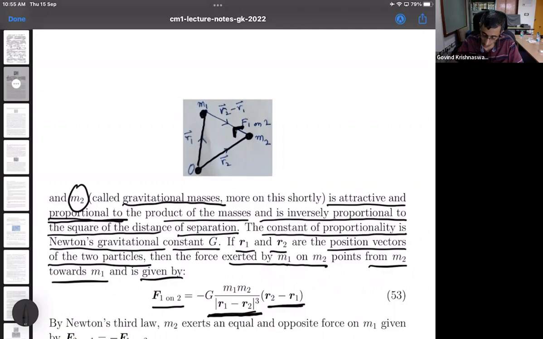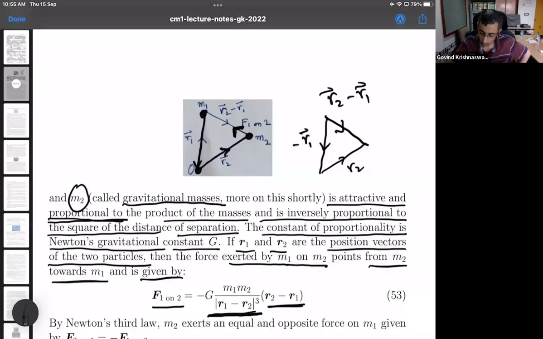R2 minus R1 points towards R2. Okay, so R2 minus R1 is this vector, and you take away that vector, the R1 vector, and using the parallelogram law, you will find that R2 minus R1 points this way. So this is R2, this is minus R1.